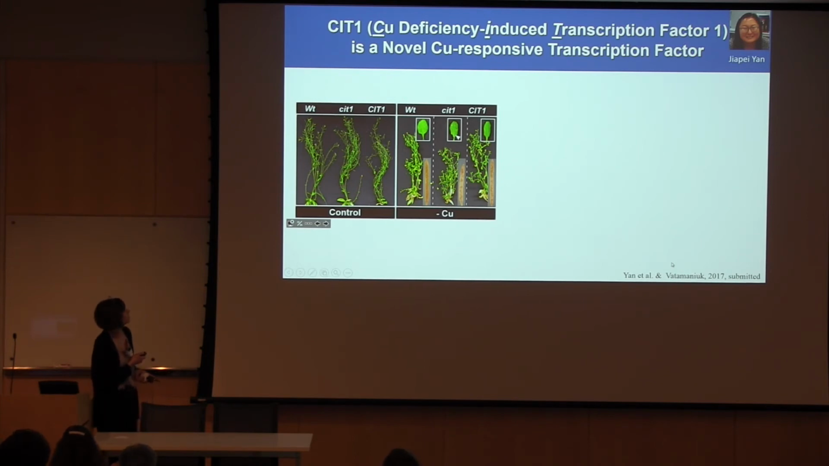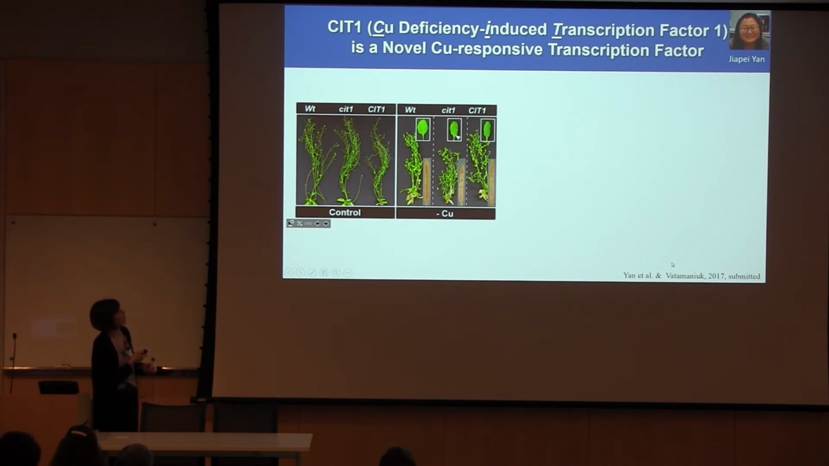So J.P. isolated the mutant and grew it in the presence of low copper. She found that under control conditions, the mutant looked pretty much like the wild type, and here you can see the mutant expressing the CYT1 genomic fragment, so it's a complementation line. But under copper deficiency, the mutant was growing really poorly, and it also developed chlorotic spots on mature leaves, which are indicative of copper deficiency, and the genomic fragment can fully complement the mutant.